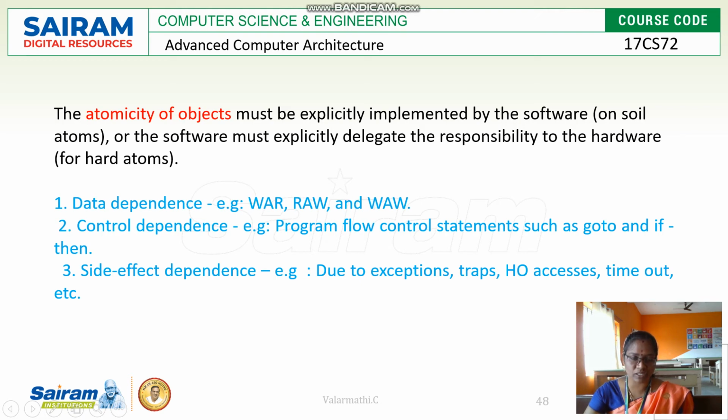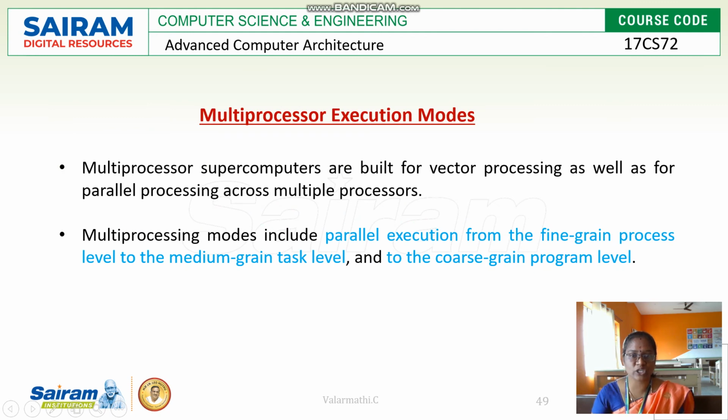Here the side effect dependence is new to this case, because we have already discussed data dependence and control dependence. Both are common and famous, so these are known concepts. What about side effect dependence? This dependence is programmatically defined. Whenever exceptional cases or timeouts occur, at that time this dependence comes out of the flow analysis. Now, multiprocessor execution modes.